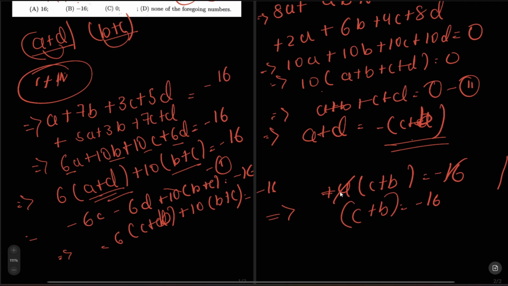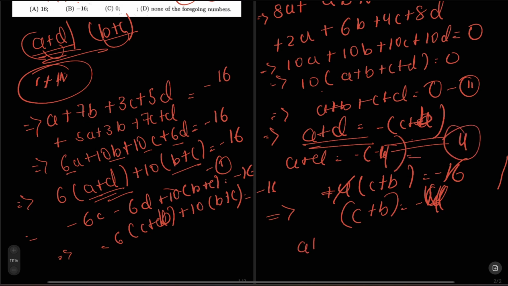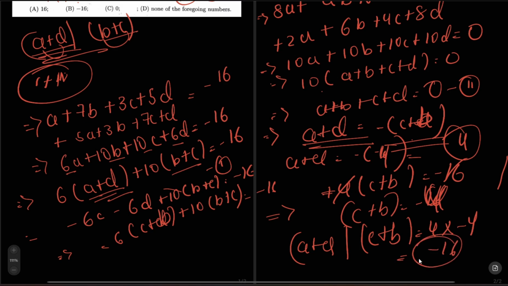Now you got b plus c. Now we have to find a plus d. Similarly, a plus d is equal to minus times (c plus b), so a plus d will be minus of minus 4, which is 4. If you multiply a plus d by c plus b, it will be 4 into minus 4, which is minus 16. And the correct answer is minus 16 with this approach.